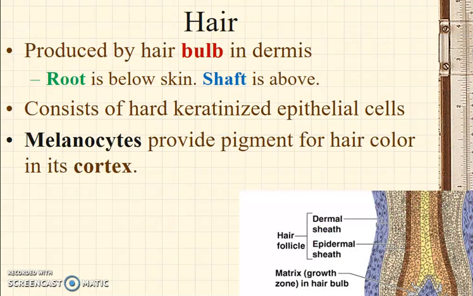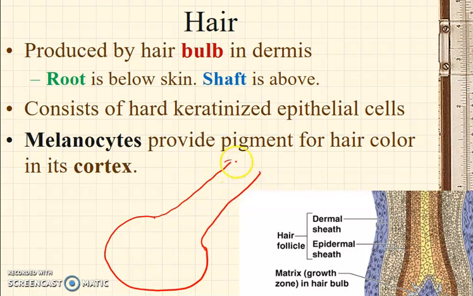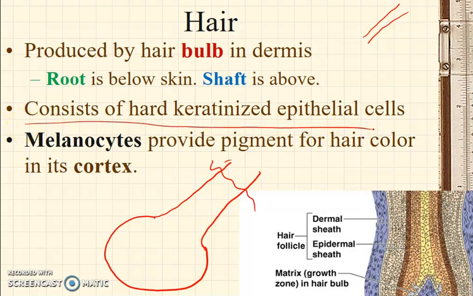So hair. Hair is produced by a bulb. So it has a large bulb, and then it has a root. The root is what is underneath the skin, and then what erupts above the skin would be the shaft. So people who pluck eyebrows and pluck hair, they're pulling the shaft out and it's breaking the root somewhere, leaving the bulb just to make more hair. It consists of keratinized epithelial cells, and it has melanocytes that are making color in its cortex and some of it in its medulla.